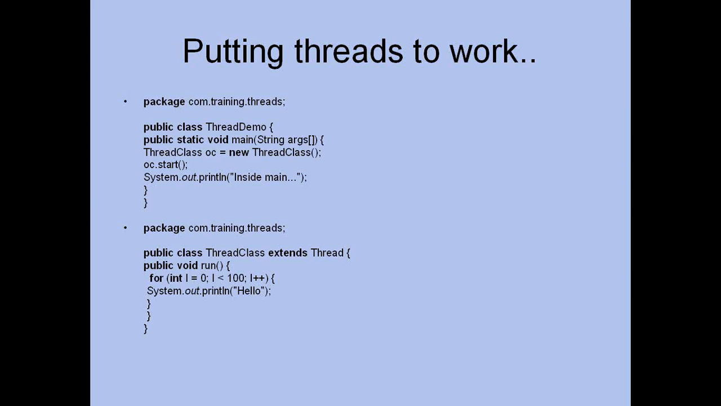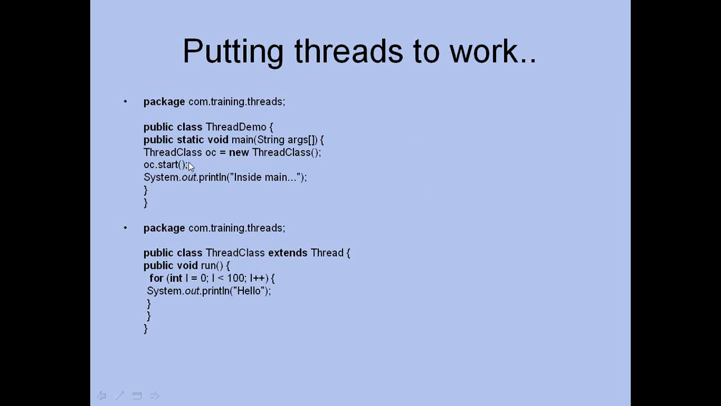Once you get a thread object, you are not done. Nothing has happened till now. You just got a thread object which is in a brand new state. The way to start multithreading is to do OC.start. This .start is the key.